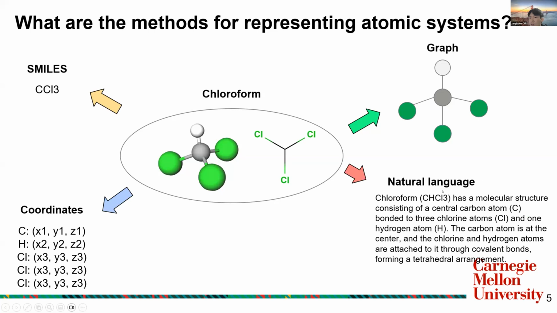Alternatively, we can use natural language to describe this kind of atomic system. This provides a straightforward explanation of the system structure, and we can also integrate additional features as needed. The advantage of this approach lies in its human-interpretable nature, and it allows us to include specific target features easily.